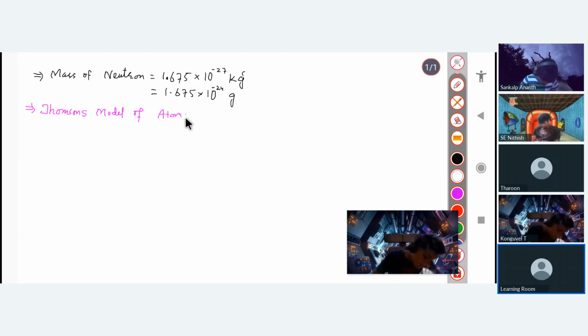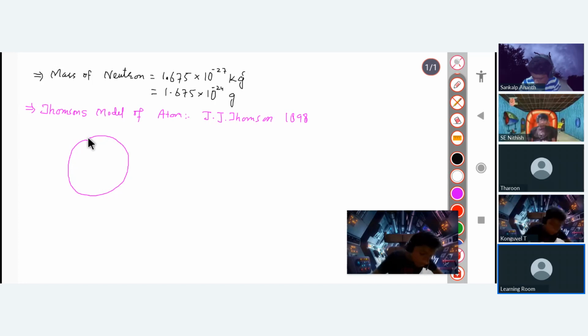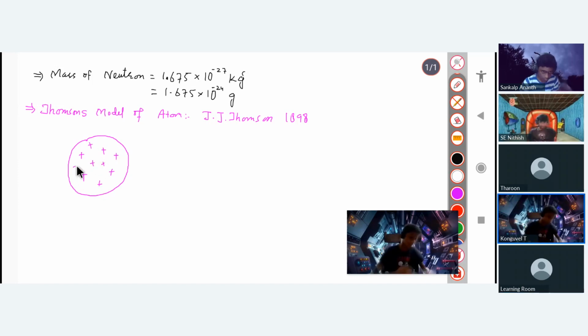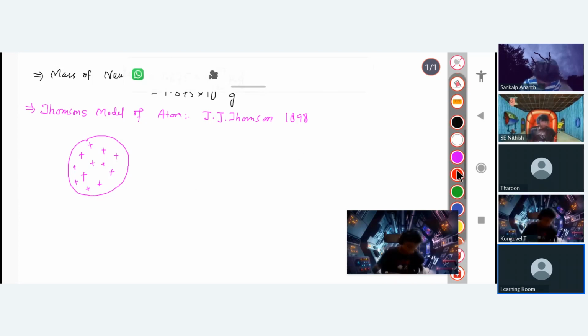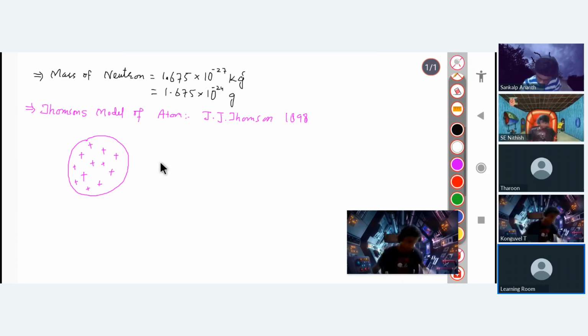So J.J. Thomson, we know that he discovered the electron. After that, he also gave the model. He also told how the electron and proton are actually arranged inside the atom. It is the talk of 1898. He told that atom is a positively charged sphere in which electrons are embedded. So just like this, it is a positively charged sphere. According to J.J. Thomson, this atom is a positively charged sphere in which electrons are embedded.